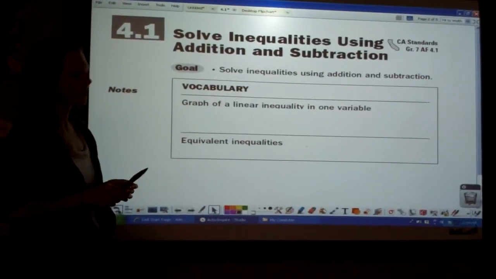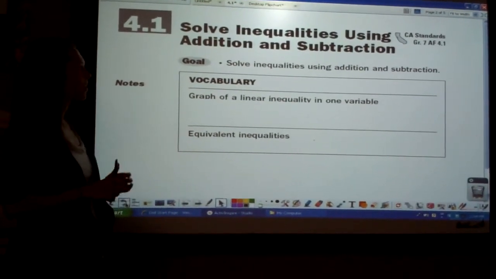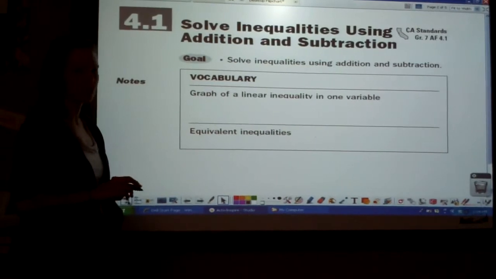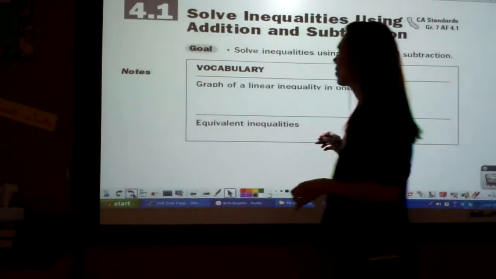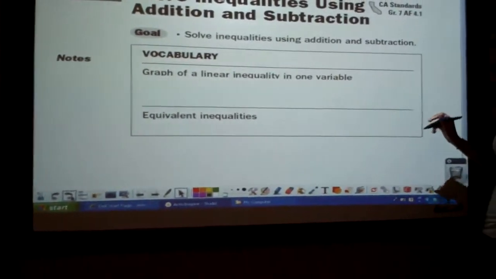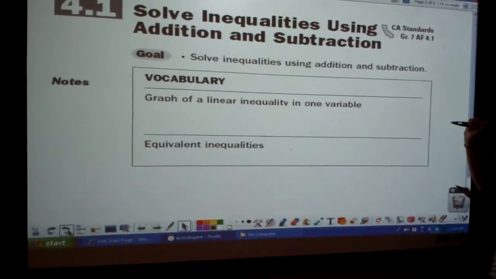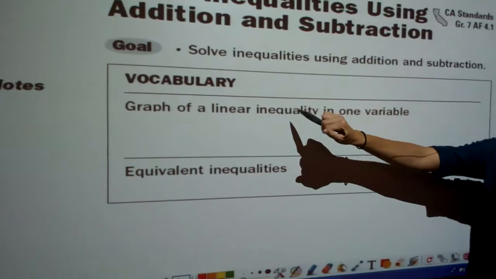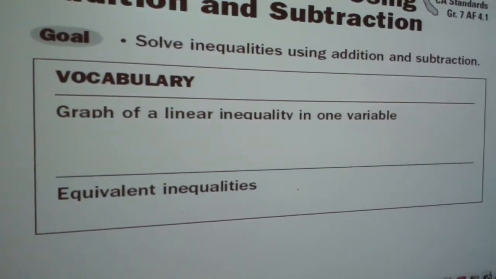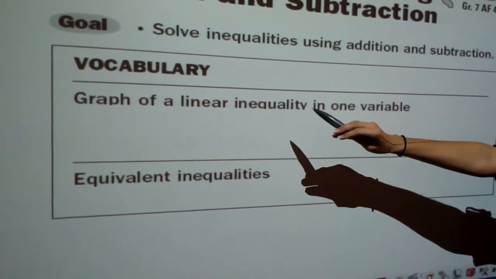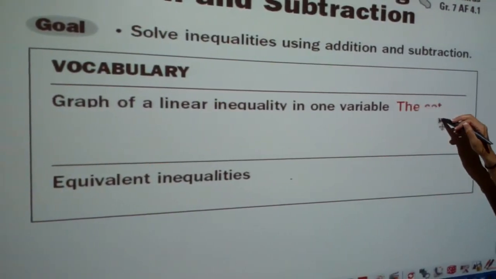Alright, so today we are going to be going through 4.1, solving inequalities using addition and subtraction. We're first going to start out with some vocabulary. Our first vocabulary word is a graph of a linear inequality in one variable. The first thing we want to point out is inequality. An inequality is something that's not equal. So we've been talking about equalities, now we're going to be talking about inequalities.